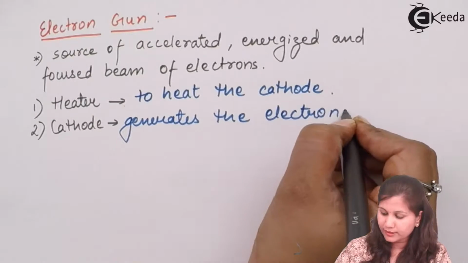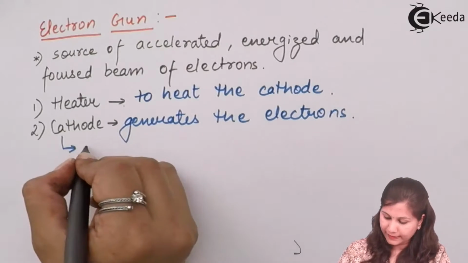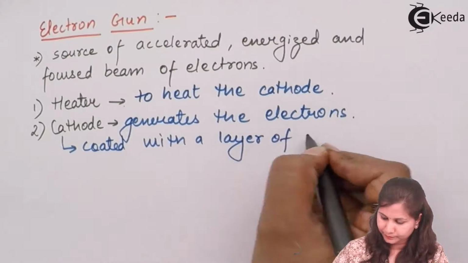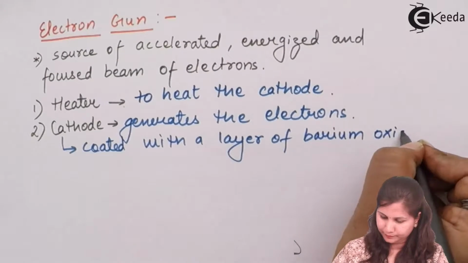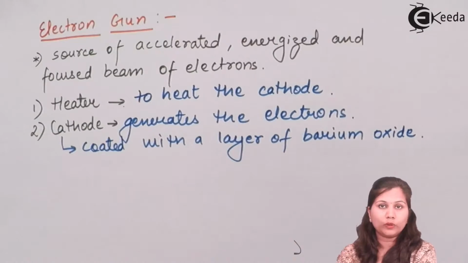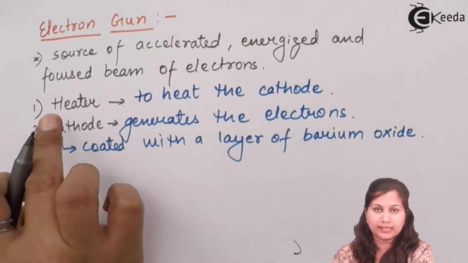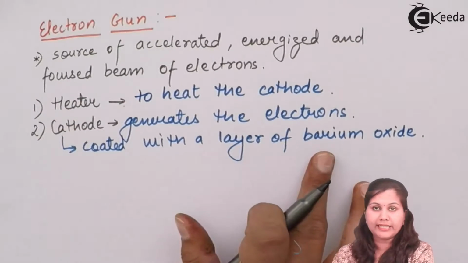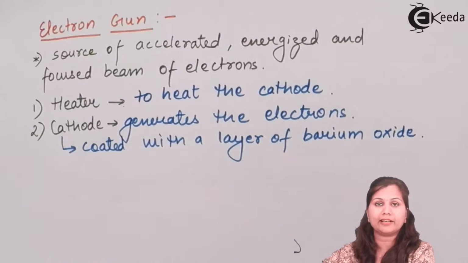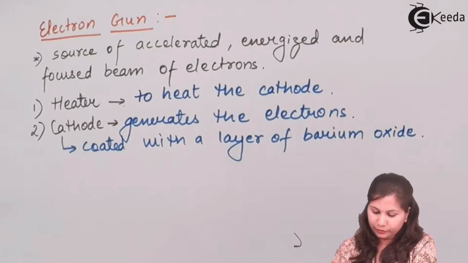Now how are the electrons generated? This cathode is coated with a layer of barium oxide. And because the cathode is coated with a layer of barium oxide, when this cathode is heated through the heater, it is going to release the valence electrons of the barium oxide. It is going to split and the electrons will be generated. So that is the function of the cathode.